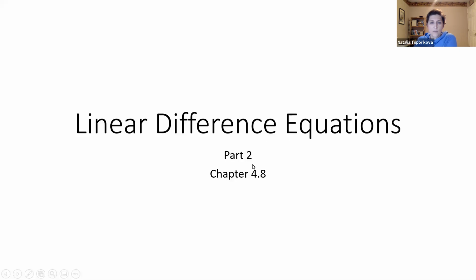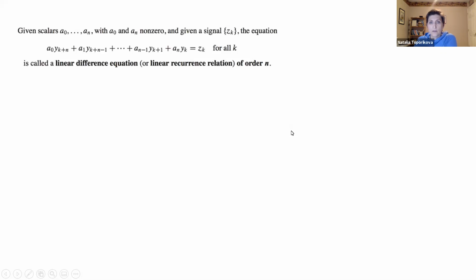Hello, this is the second part of chapter 4.8, and we will talk about linear difference equations. In the previous part, we discussed signals, which are just digitized functions, and we tried to organize them in multiple different ways. The easiest way so far is what's called a linear difference equation, which is just a linear combination of our signal y over the steps from k to k plus n, multiplied by the weights or scalars from a0 to an. And the right-hand side would be equal to a signal zk.